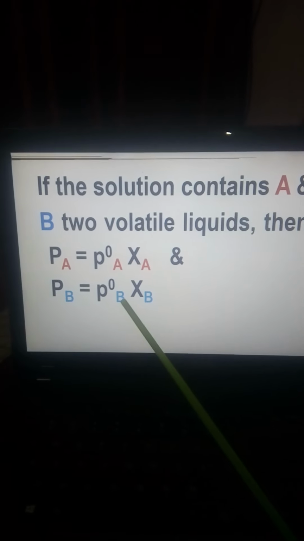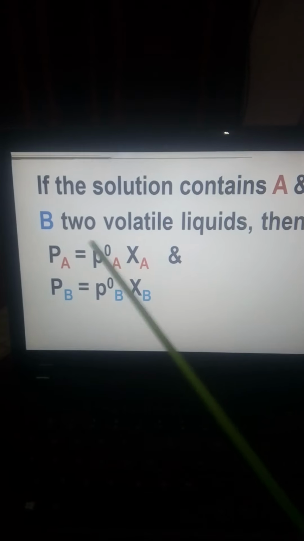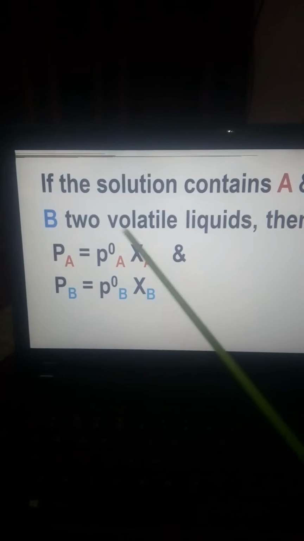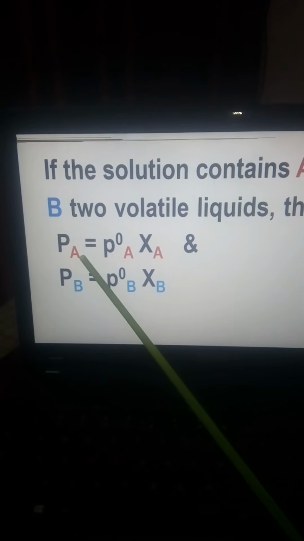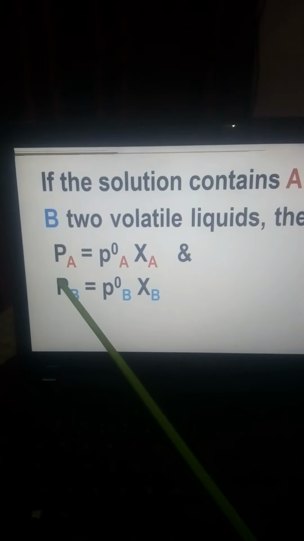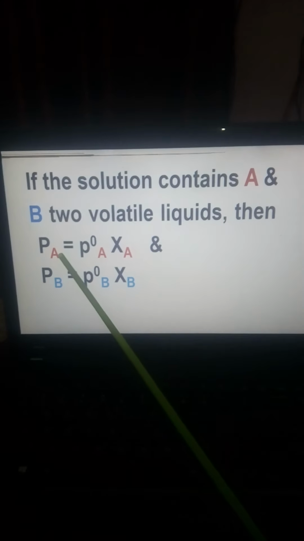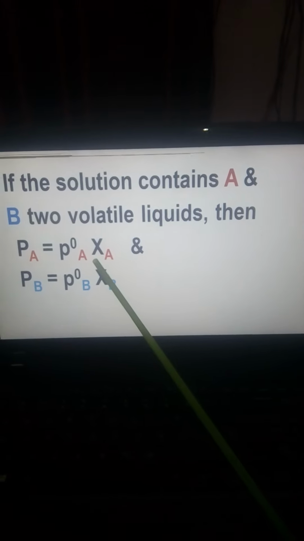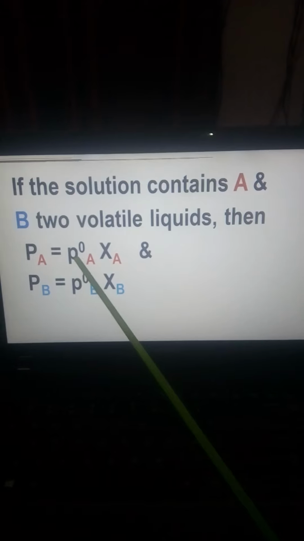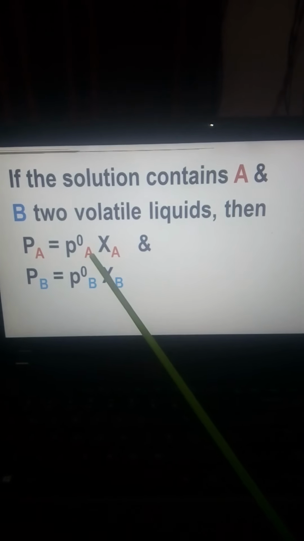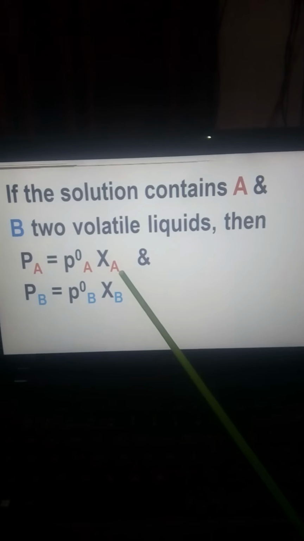Vapor pressure of the component B in its pure state into its mole fraction. So these are the two mathematical statements of Raoult's law. A and B are the two components here. A is the solvent, B is the solute. Here PA is the partial vapor pressure of the solvent in the solution, and P naught A is the vapor pressure of the solvent A in its pure state, and XA is its mole fraction in the solution.